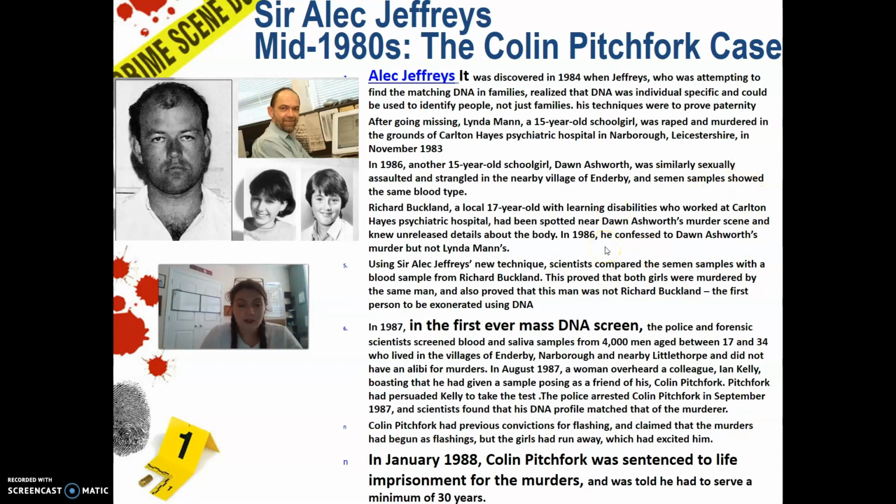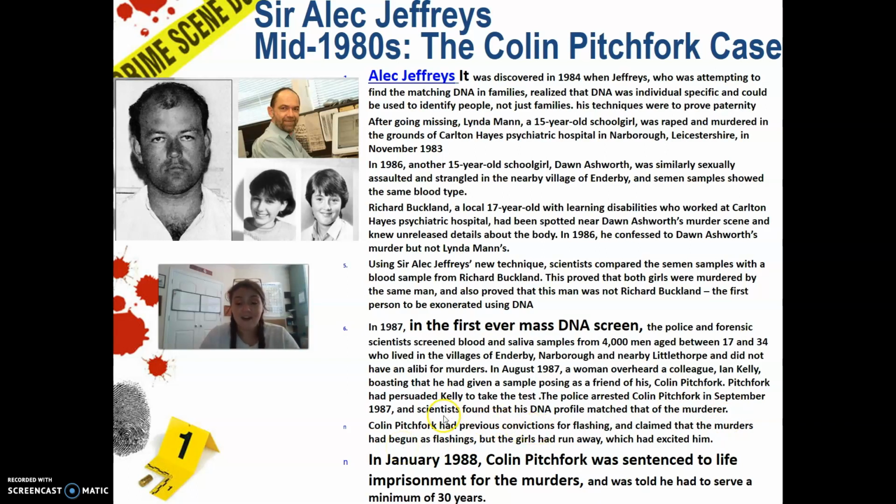He figured out a way to use older samples, and what they did was they made every man in the area turn in a sample. Every single man had to come in and give a blood sample. And they didn't match anyone, and it took them forever. They tested 4,000 men's samples, from ages 17 to 34, and found no match. And we're thinking, oh my gosh, it's over. We'll never catch him.